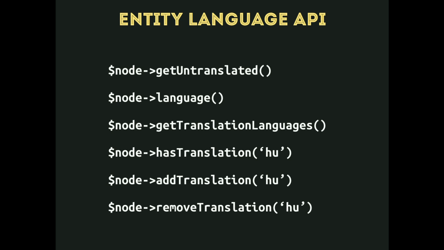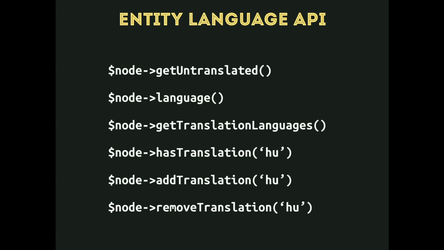And then it's overall very nice. So you can get back the untranslated entity from the translated entity, which gets you the original language for this entity. You can ask for the language of the current translation of the entity, or get the list of translation languages, or ask if it has a Hungarian translation, or add a new Hungarian translation, or remove a Hungarian translation. So it's an intelligent object that you can use to add, remove and deal with translations. It's very easy to use. It's much more powerful than Drupal 7, where it was just an anonymous array that you needed to navigate somehow with obscure methods. It's very hard to do there.